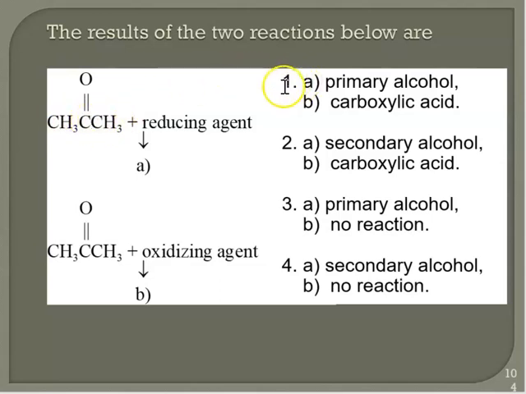So we're not doing number 1 anymore. That's a primary alcohol. It's going to be a secondary alcohol, so it's got to be 2 or 4. With the oxidizing reagent, we have to increase the number of carbon-oxygen bonds. Carbon has 4 bonds already. There's not a hydrogen we can get rid of. We can't pop off a carbon, so there's going to be no reaction here. So the secondary alcohol for A and no reaction for B.